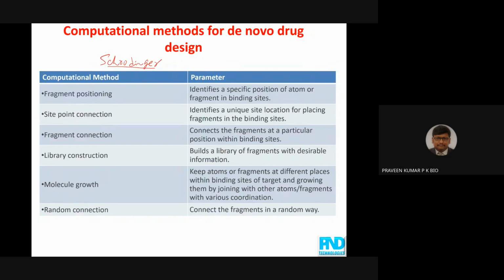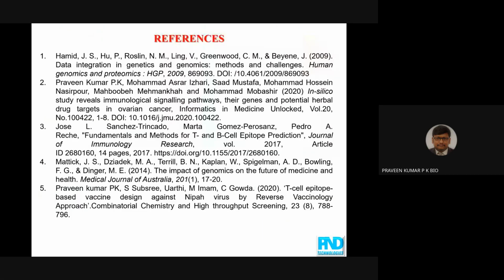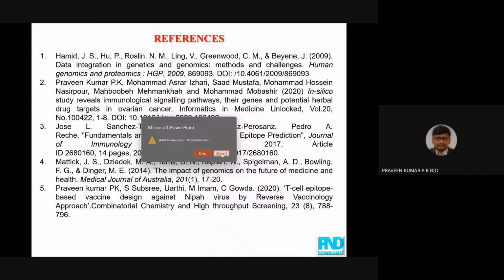So if you see the computational methods for de novo drug design, the first method is fragment positioning, site point connection, fragment connection, library construction, molecule growth, and random connections. Virtual screening can be linked with de novo drug design to come up with a base drug from multiple drugs. That's it, I completed. One thing I can show you today is ProBiS CHARMM.